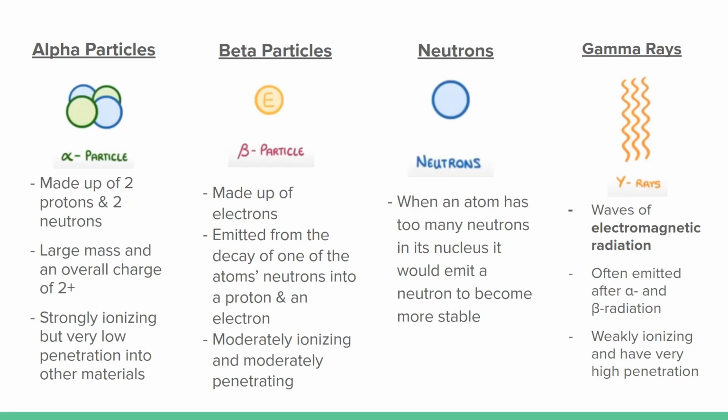Neutrons are essentially when an atom has too many neutrons in its nucleus, and over time it's able to emit them at a constant rate. And gamma rays are waves of electromagnetic radiation that are a form of pure energy that has no mass and are often emitted after alpha and beta radiation. Because they have no mass, they have a very, very high penetration rate and are able to travel over very long distances. But because they're only weakly ionizing, they are able to be stopped by several meters of lead or blocks of concrete.